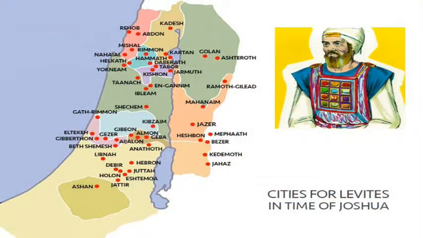The cities for the Levites were in every part of the land. They were not to own land, so their service to God would not be hindered. But they were to be supported by the donations of the other tribes.